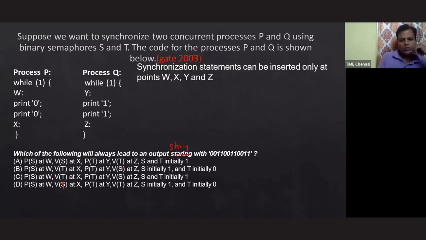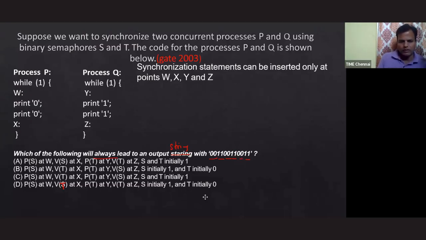So let's see which option will give it. I am taking option A, but try to understand before taking option A also. I want 0011, 0011, 0011. This is the only string, because he said always. So my code should always give me this string only.